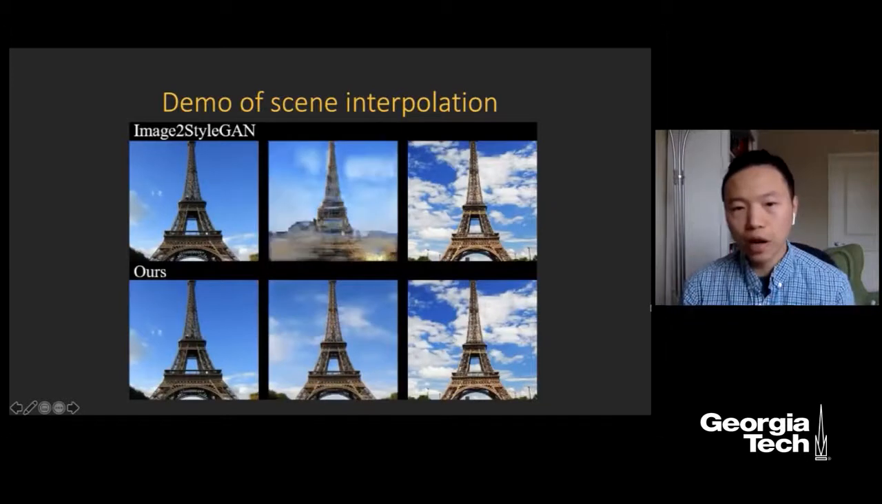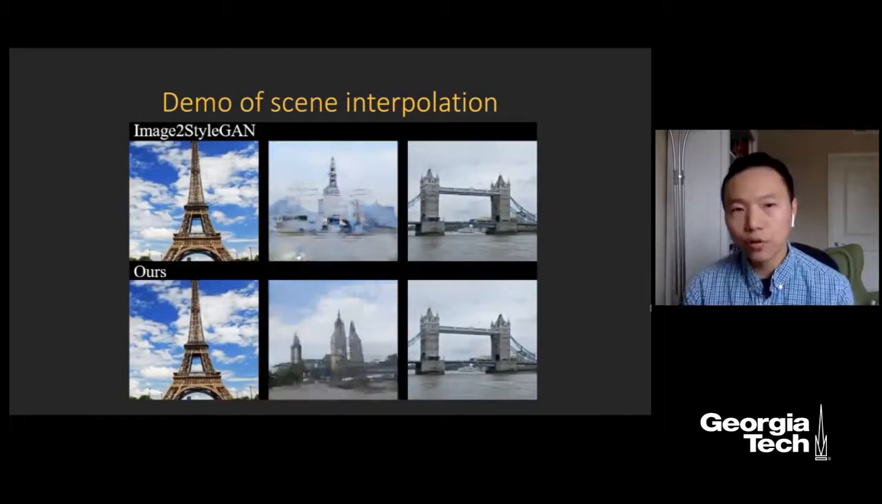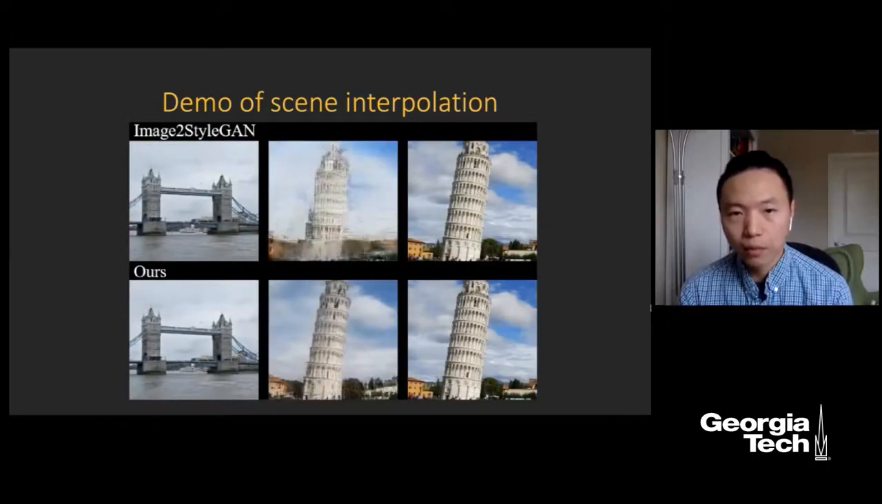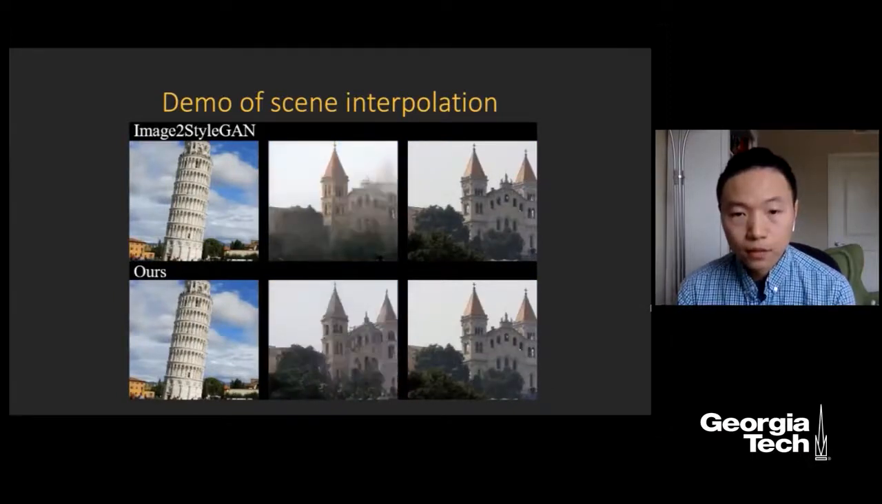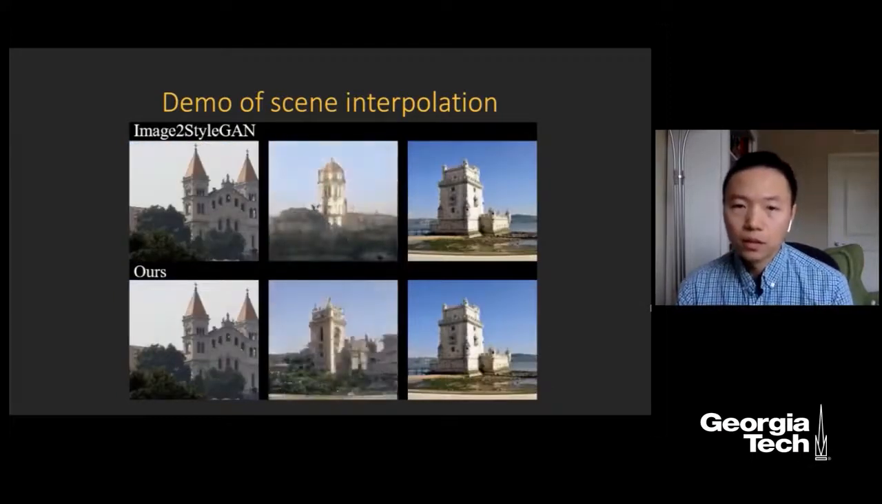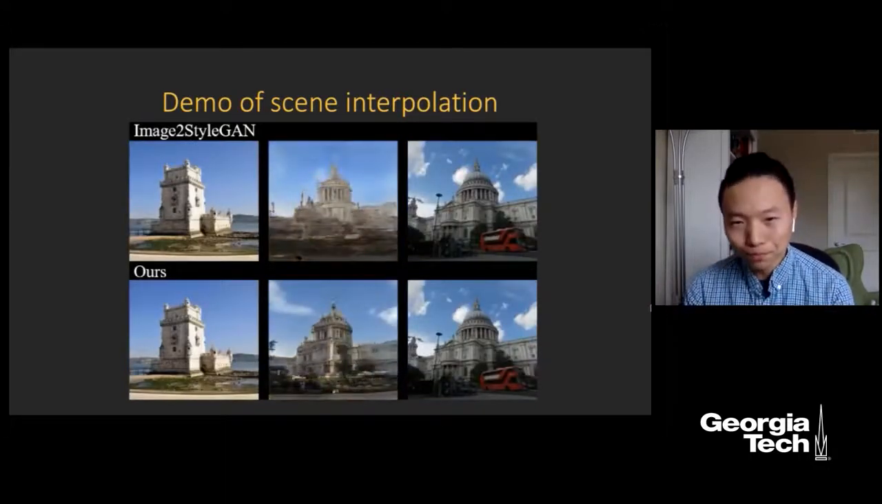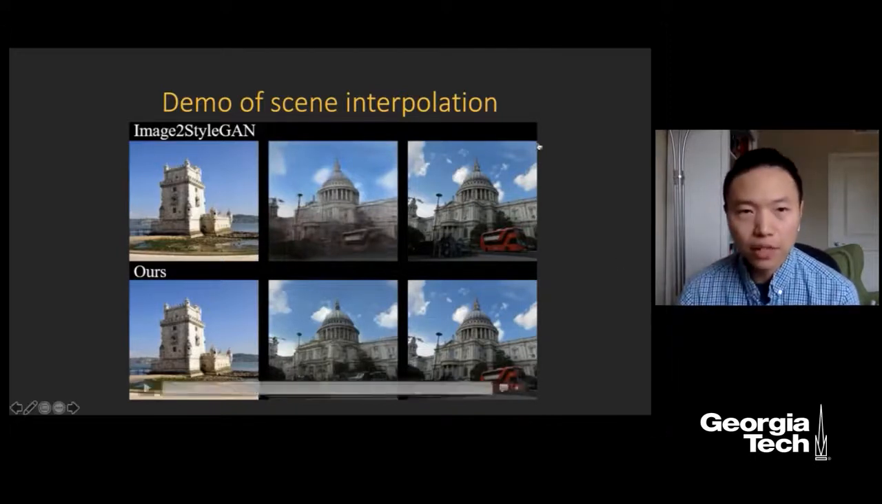So here we compare our results with latent codes inverted from the image-to-StyleGAN approach. We can achieve much better results. We can generate some intermediate building style between the two. Also, the result is much better than the image-to-StyleGAN.